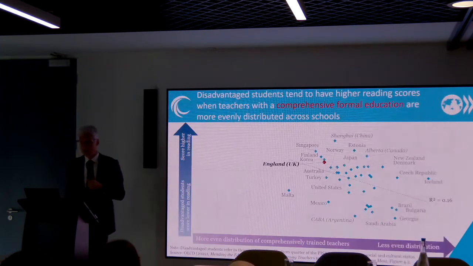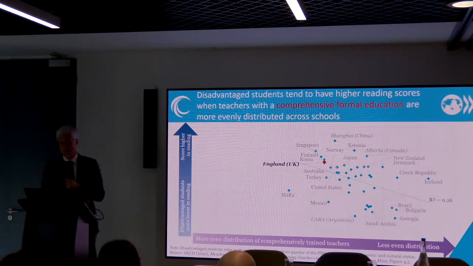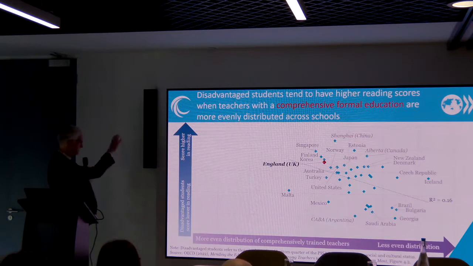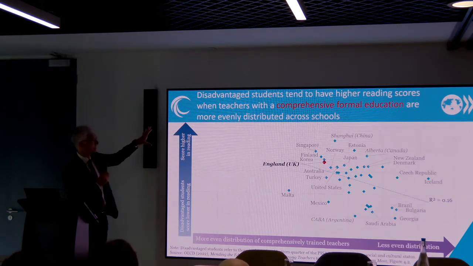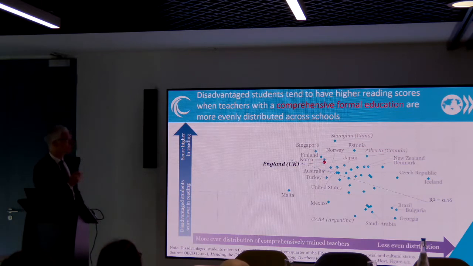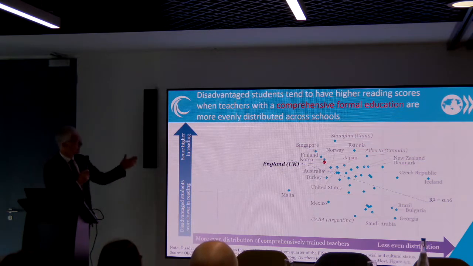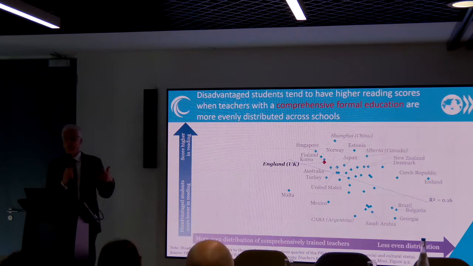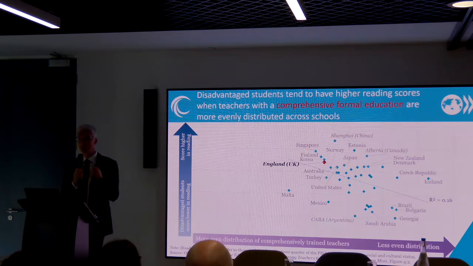Second, you can see the same thing when it comes to comprehensive formal education. Now, the vertical axis is the same. You want to be high up, where your disadvantaged students do really well. You can see, for example, systems like Singapore, Shanghai, Estonia, Finland, Alberta in Canada. Those are systems where even the most disadvantaged students come out really, really well.